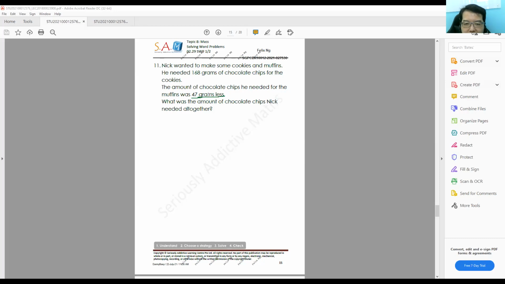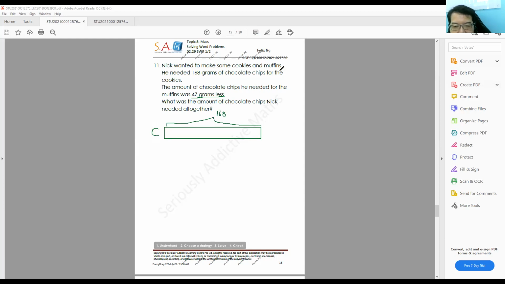All right, let's draw the first sentence. Nick wanted to make some cookies and muffins. Nothing to draw based on that, right? So not very useful information. Then let's look at the second sentence. He needed 168 grams of chocolate chips for the cookies. Yes, I can draw that. All right, so this is for the cookies. Cookies and 168.